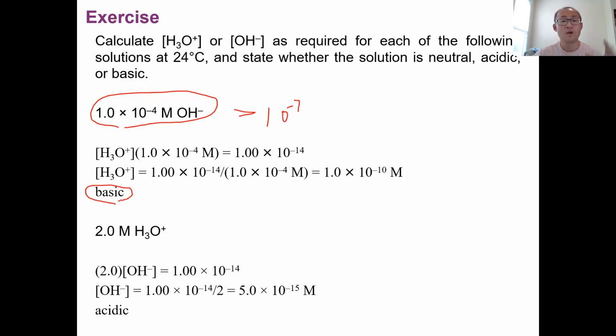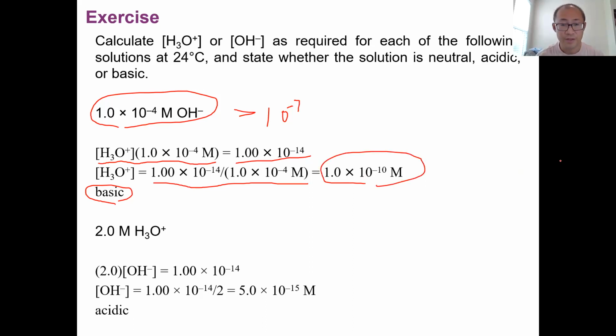Now next, we know that the proton concentration multiplied by the hydroxide concentration equals 10 to negative 14th. So you use 10 to negative 14th divided by the hydroxide concentration, and you get the proton concentration, which is 10 to negative 10th. Again, the ion product of water, Kw, divided by the hydroxide concentration, which is 10 to negative 4th, you get 1.0 times 10 to negative 10th, which is the proton concentration.